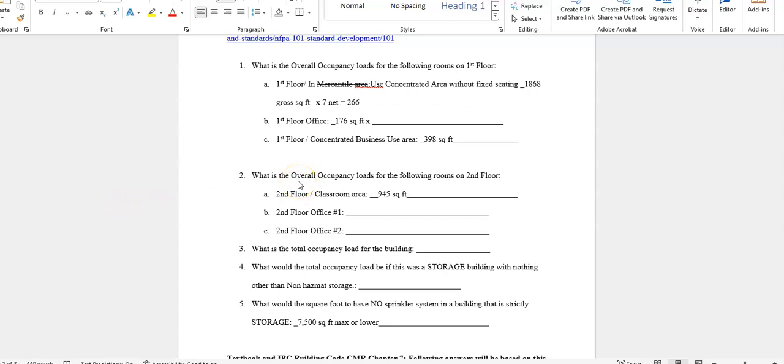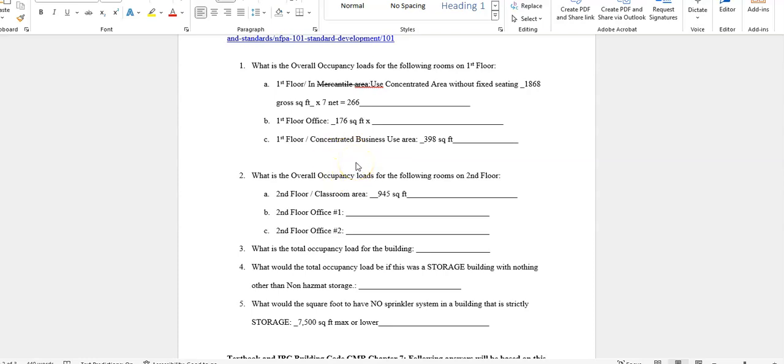We had already figured out a few of the square foot numbers on here, so I started filling them in before I jumped on this video. You can see I have my first floor office space is 176. The concentrated business use, I have 398 square feet. Second floor classroom, so we've got to get upstairs and do the two offices. Down below, we also figured out that we have 7,500 square foot max or lower to have no sprinkler systems in our building. So let's finish up the conversation about figuring out our occupancy load.